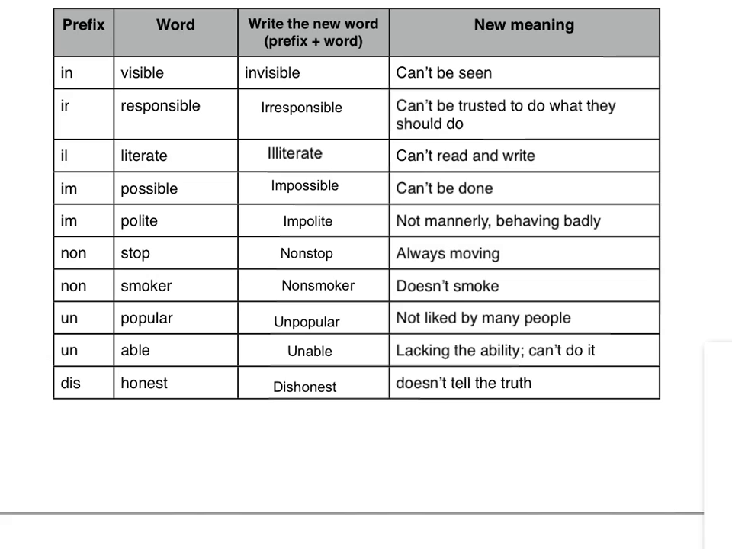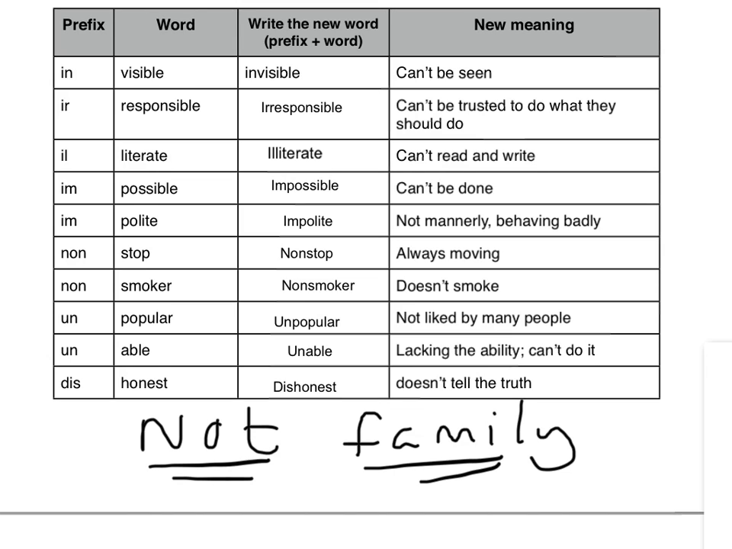You might be thinking, well, what do they mean? Anytime I add in, or ir, or il, im, or non, or un, or dis, I get the negative or the opposite of that word. So these are what I call the not family. Okay? I like calling them the not family. Why do I call them that? Because everything they do turns to the opposite, turns to not. And all of these prefixes here, every one of them, lead to not. Okay?